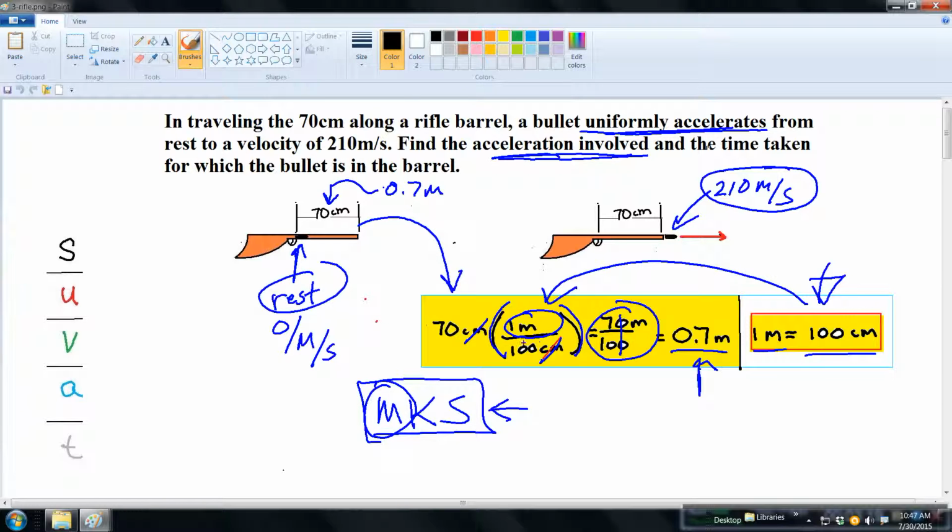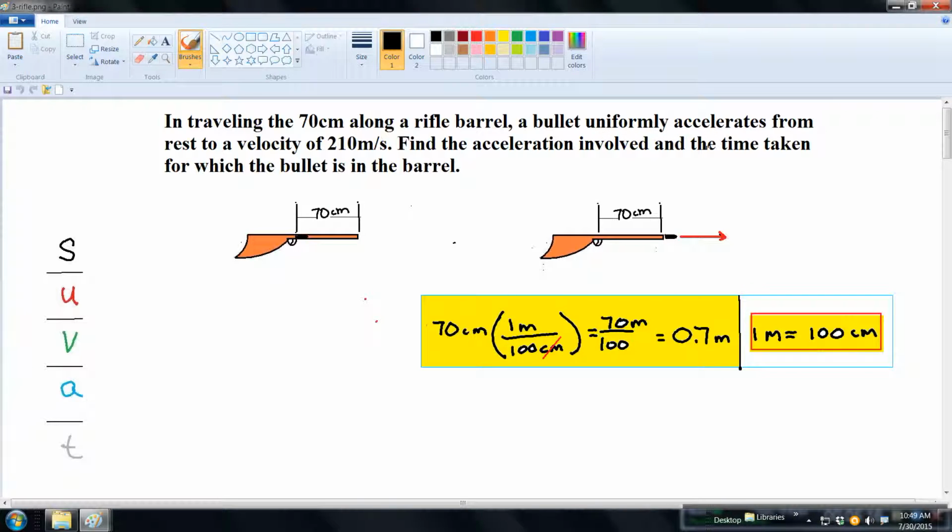Okay, so now we've got 3 bits of information and we're ready to go. So we have here 0 meters per second.